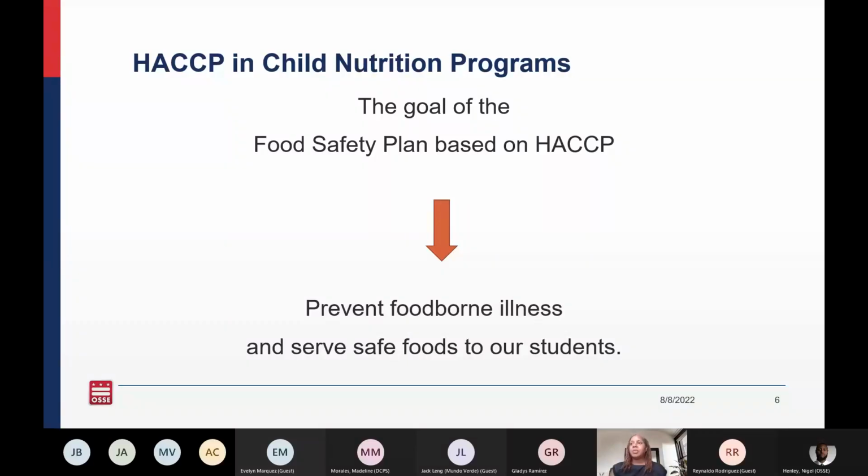And why do we need a food safety plan? And why do we need a food safety plan that incorporates the principles of HACCP? Well, the goal of the food safety plan, again, is to prevent foodborne illnesses and serve safe foods to our students.